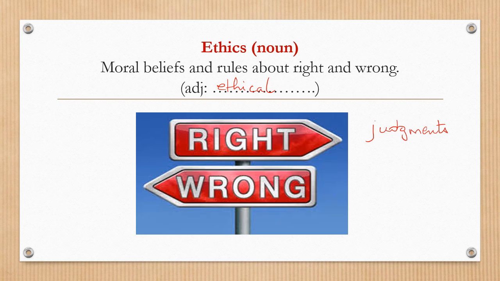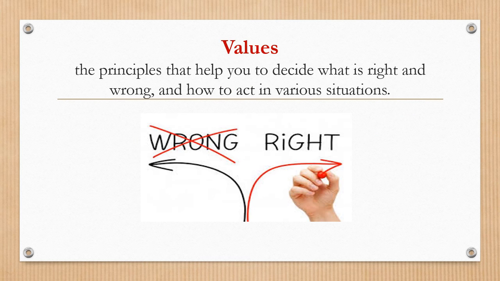It has to be distinguished from values. Values are defined as the principles that help you to decide what is right and wrong and how to act in various situations. Simply put, values are always positive. They always seem right. They are attitudes rather than judgments. They are attitudes towards things like truth, justice, bravery, honesty, etc.